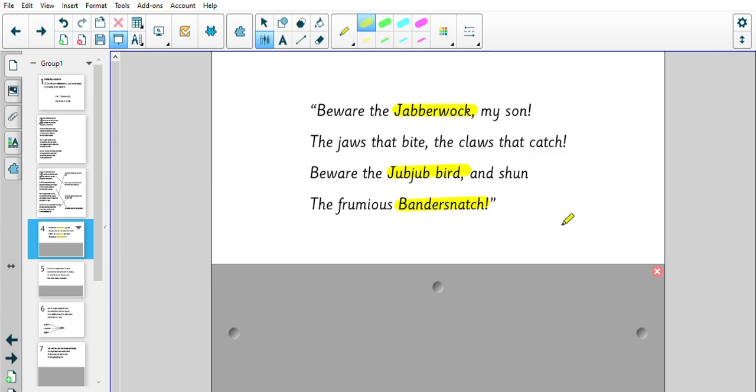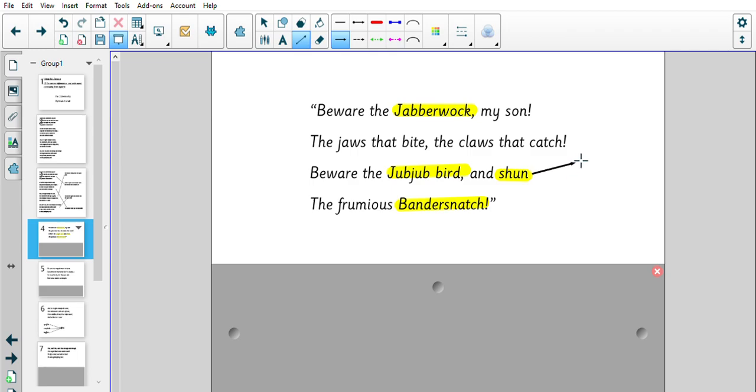Okay, so the poem is saying, beware the Jabberwock, so be careful of, watch out for the Jabberwock. The jaws that bite, the claws that catch, so maybe he'll pick you up in his claws. Beware the jubjub bird, and shun. Ooh, shun. Now, shun is a bit of a tricky word. I'm going to highlight that one. And shun actually means to avoid or to stay away from.